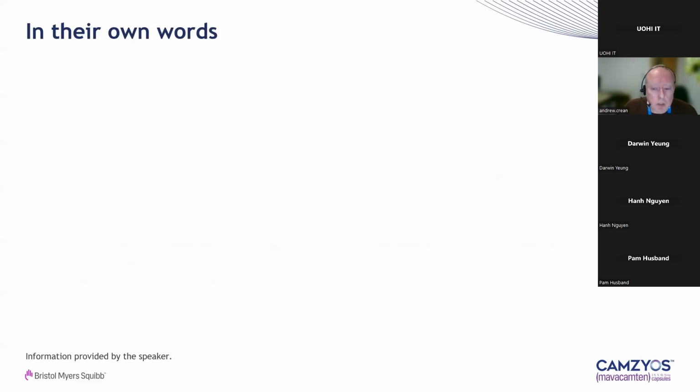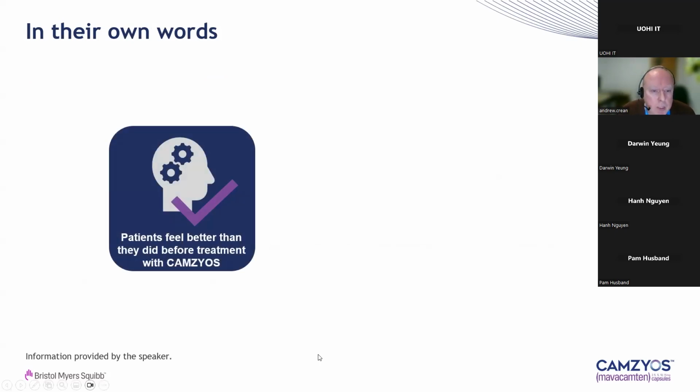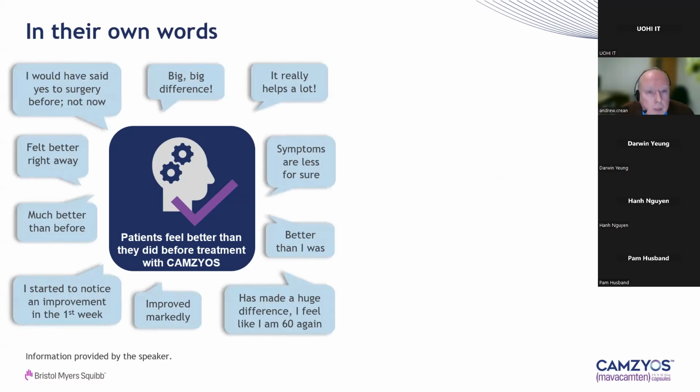So I just want to finish by letting the patients really speak for themselves. There's no doubt that the majority of patients felt better than they did before treatment with mavacamten, despite having been on beta blockers and in many cases disopyramide. And these were the sorts of things that they said. I always would ask them, can you tell me in your own words, how do you feel now?